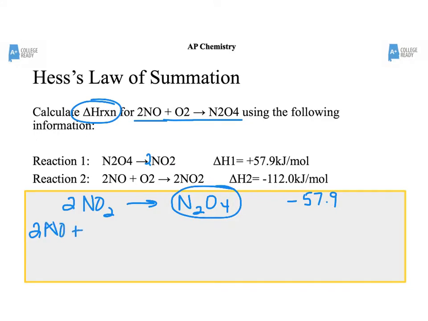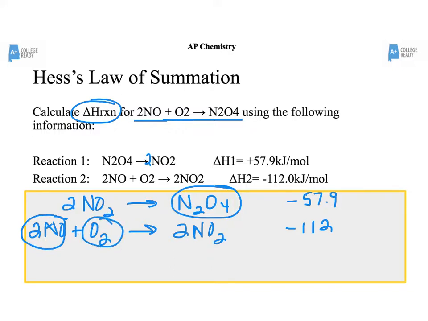2NO plus oxygen is going to give you 2NO2. And because I left it alone, I'm just going to leave the enthalpy as negative 112. And my nitrogen monoxide is on the correct side and has the correct coefficient. My oxygen is on the correct side, has the correct coefficient. And let's look at what's going to happen with the things that are left over.